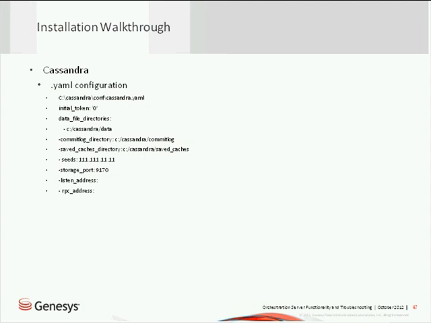First thing is going to be initial token. You're going to have to give a value. Just give it a value of 0. Data file directory, commit log directory, and saved caches directory, you're going to have to populate those. They come with what looks like a predefined variable, but you want to actually put the path in.